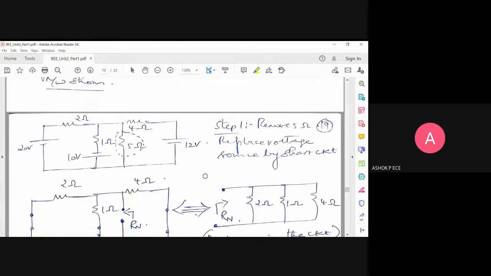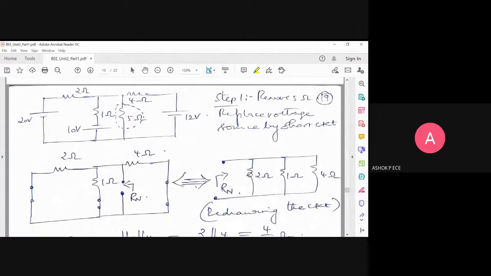So see here, I have redrawn the circuit based on step 1. I have removed this 5 ohm. I have shorted this voltage source, this voltage source, this voltage source. And I am finding RN across these two points, across the load.